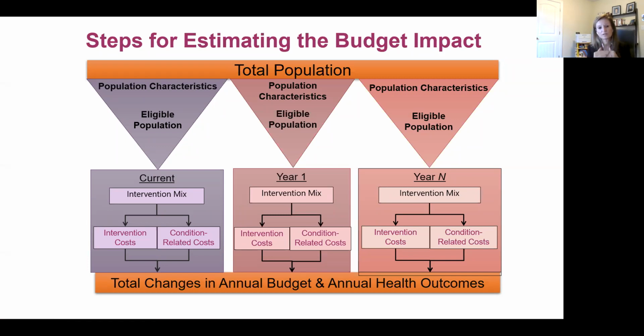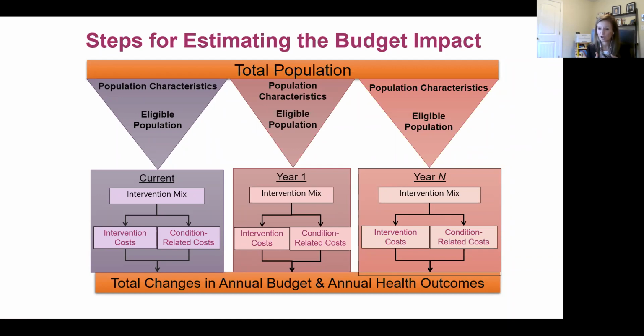Once you determine that, the next step is to look at what is currently being offered by the payer as far as the interventions. And will this new intervention be an add-on or a replacement to what is currently being offered? If it's an add-on, how is adding this program going to change the distribution of who is participating in which of the interventions?